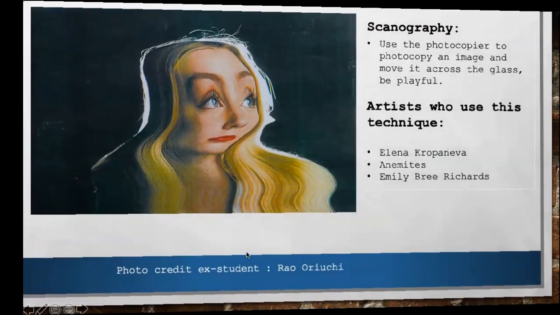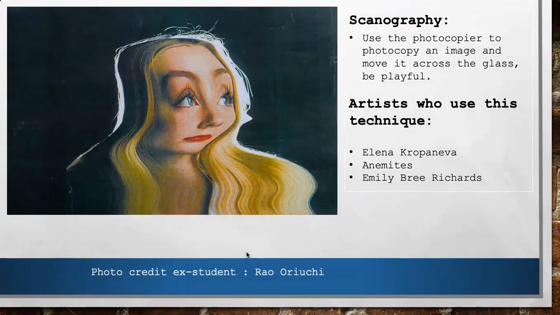This image was created by Rao, using Scannography. And I love Scannography because you never quite know what you're going to get. It's really playful, and you literally put your image on the photocopier, move it across the glass as you press the button, and you can get these lovely weird distortions. So you can see here where the eyes have been elevated and extended, and the lovely flow with the hair. So it's a really fun, playful technique.